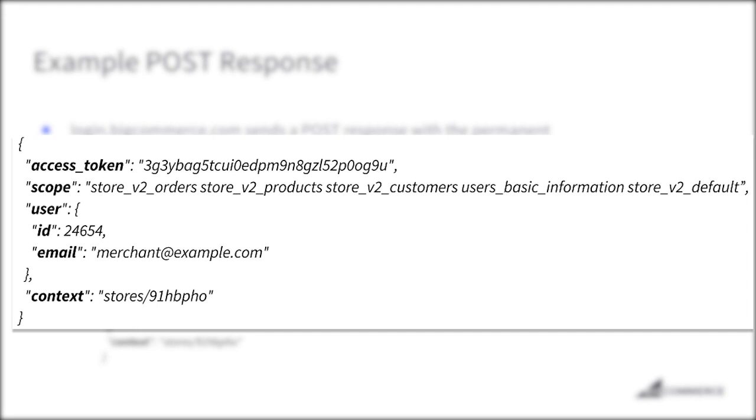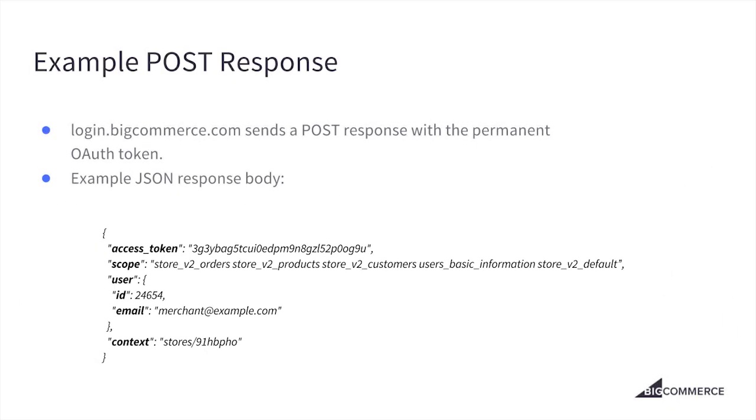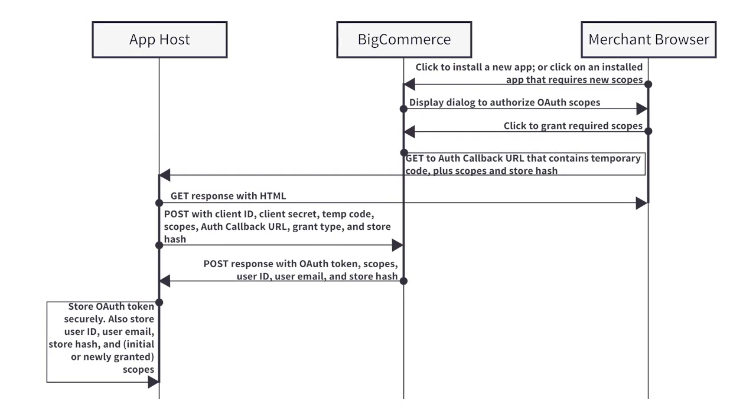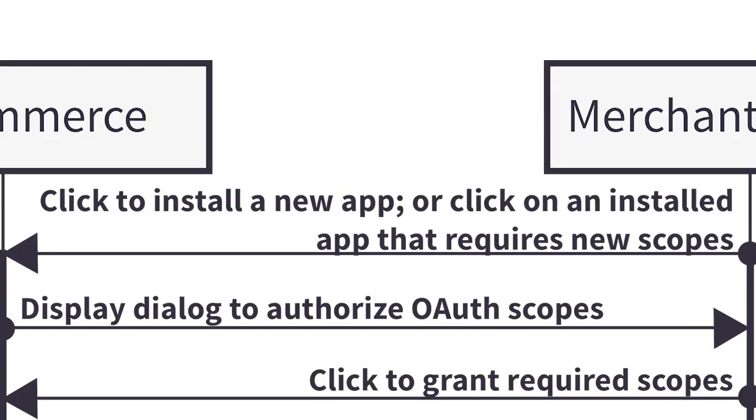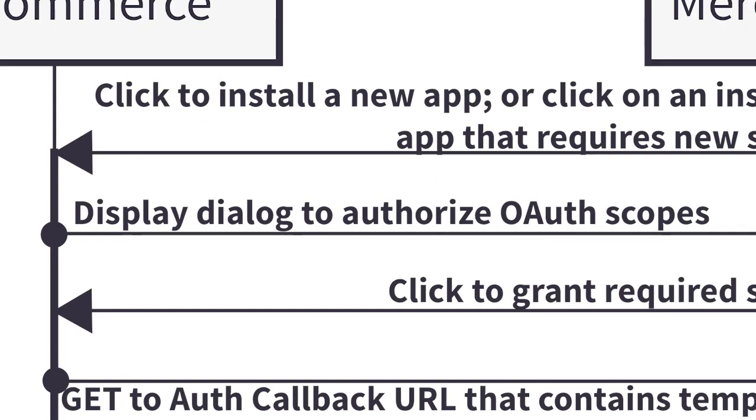Before we move on, let's review the diagram I showed you at the beginning of this video. First, the app must be registered with an Auth callback URL and a load URL. This provides the client ID and client secret for the app. Then, the user clicks the Install button on the App Marketplace within their store's control panel. The user is prompted to allow the app to access their store using the scopes chosen during the app registration.